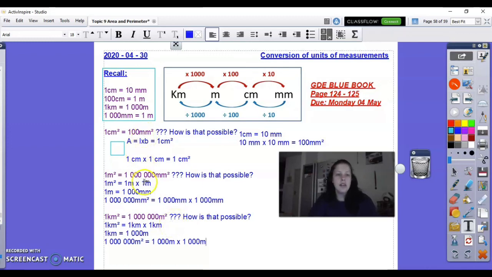So these are the types of calculations that you will see in your blue book on pages 124 to 125. I need you to go through this slide again and make sure that you understand it and have that information stored in your mind so that it will enable you to do these blue book pages for me for Monday.